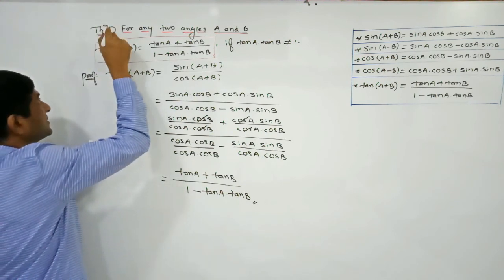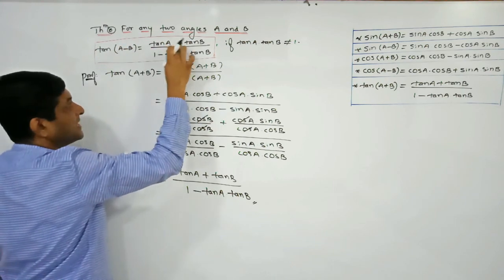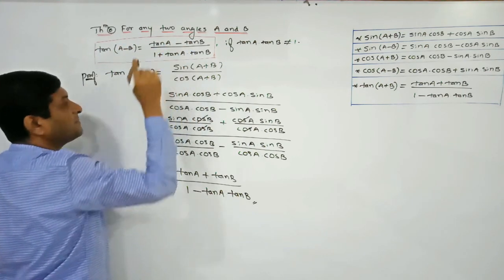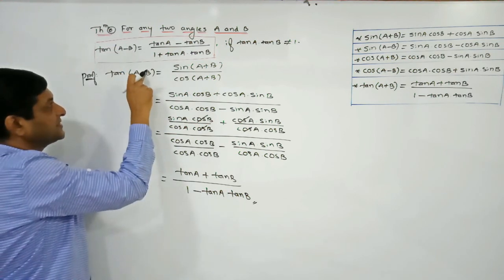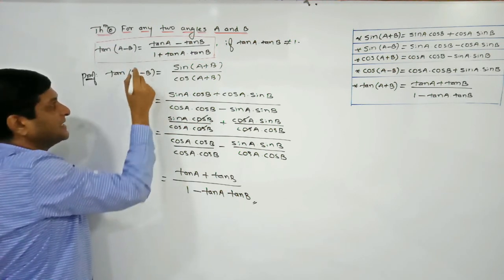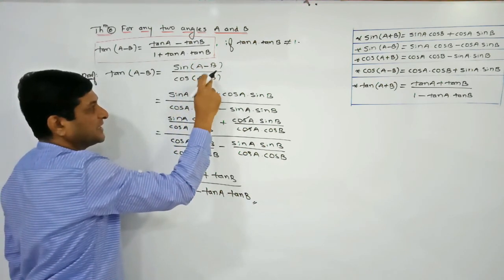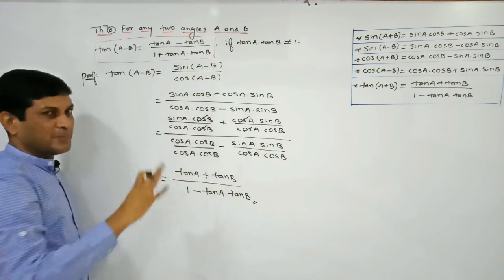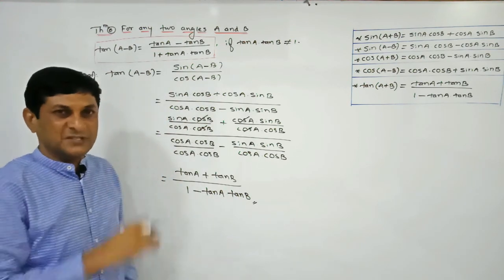In theorem number 6 we have to prove that the value of tan A minus B will be equal to tan A minus tan B upon 1 plus tan A into tan B. So here first consider the left hand side. Just plus will get replaced by what? Minus. So here also plus will get replaced by minus. Here also plus will get replaced by minus. Means just we are copying the proof of the last theorem to prove this theorem, isn't it?